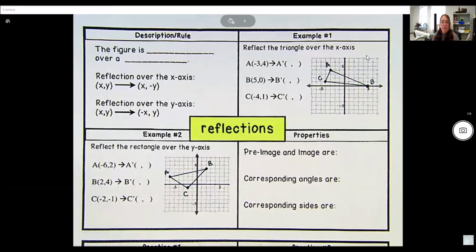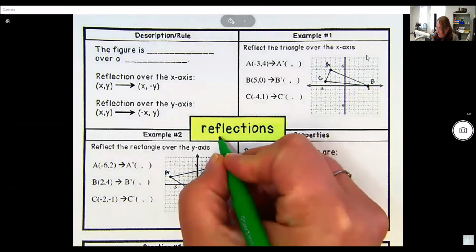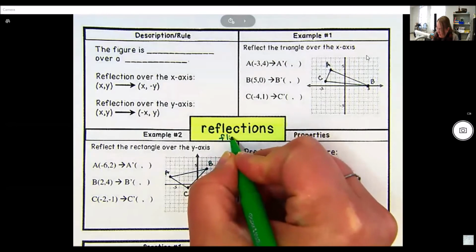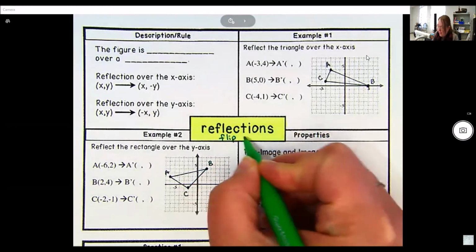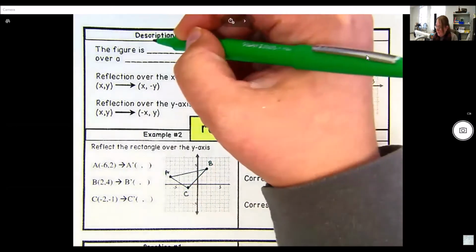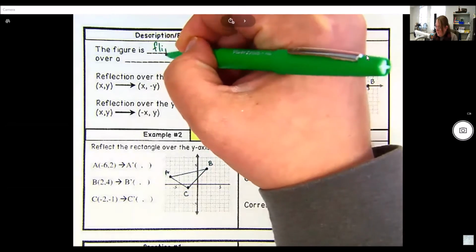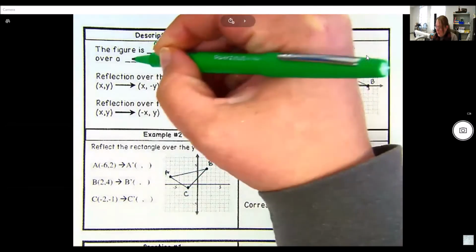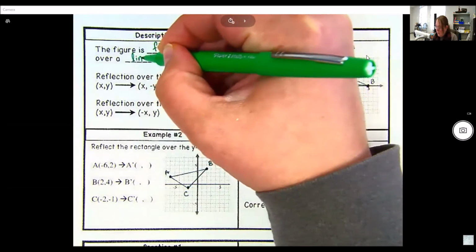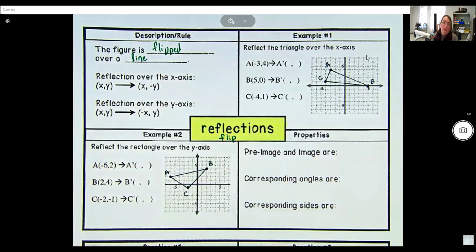We are going to be talking about reflections. When you think about reflections, I want you to think about a shape getting flipped over a line. So think about a reflection as a flip. A figure is flipped over a line, and usually we call that line a line of reflection.